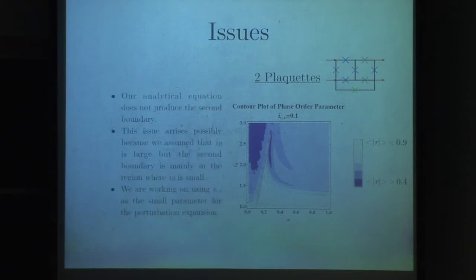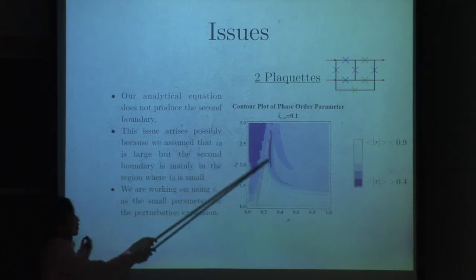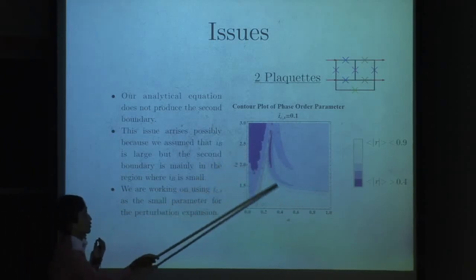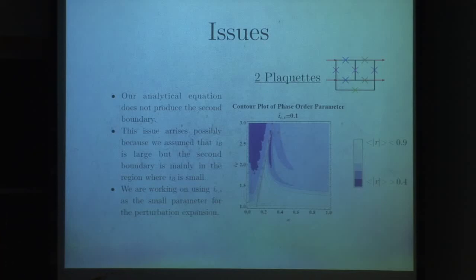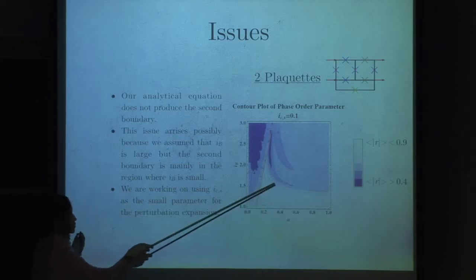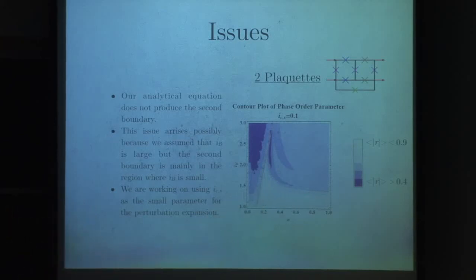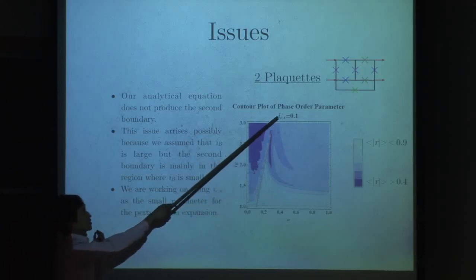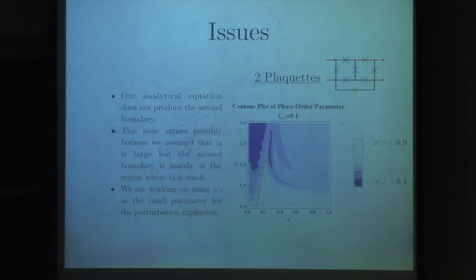However, the issue is that we don't get a line for this boundary. We think the reason we don't get the equation for that boundary is because this boundary is mainly in the small IB regions, like most of the time it is in the small IB regions, and we assume that IB is large. So that might be the cause. What we are working on now is, instead of using 1 over IB as a small quantity, we'll use ICS, which we set as 0.1. So that will be the small parameter that we'll use.